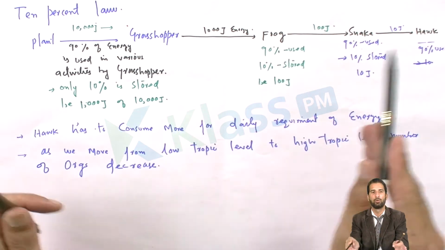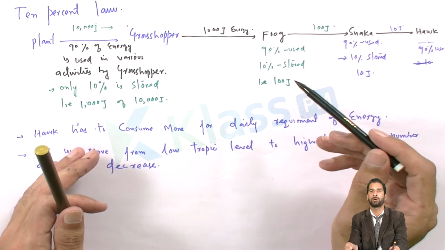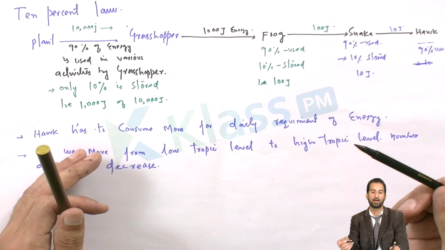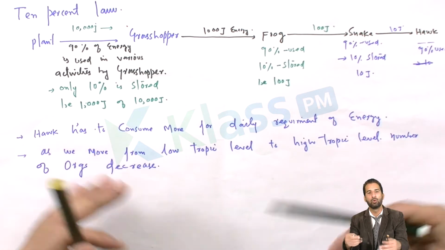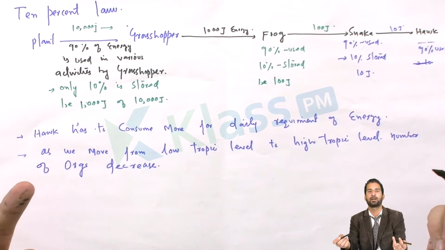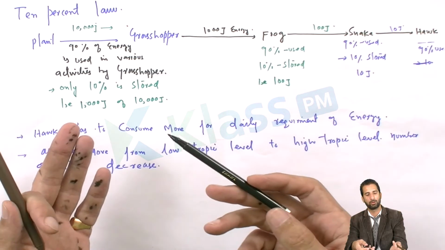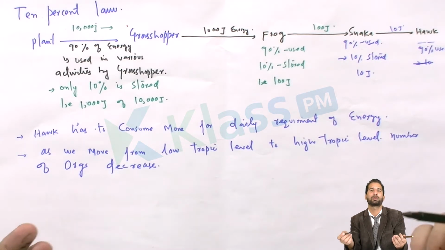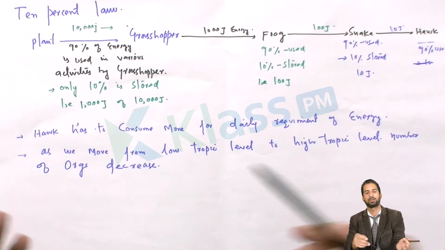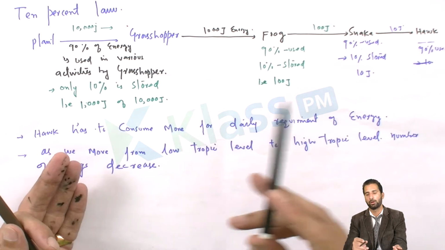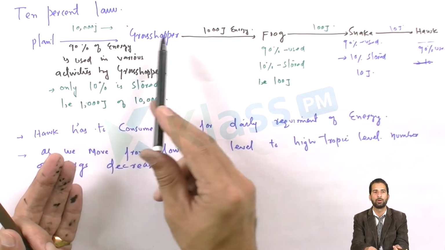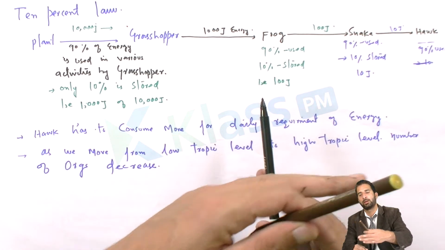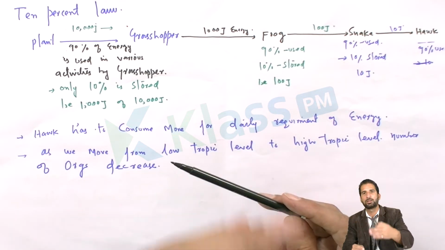The energy decreases. Most of the energy is being dissipated either as heat or being utilized in order to show the metabolic activities of the body. But only a fraction of the amount, maximum 10% of the energy, is being transferred from one trophic level to the other trophic level, from one organism to another organism. So as we move from a low trophic level to a high trophic level, the total energy decreases.